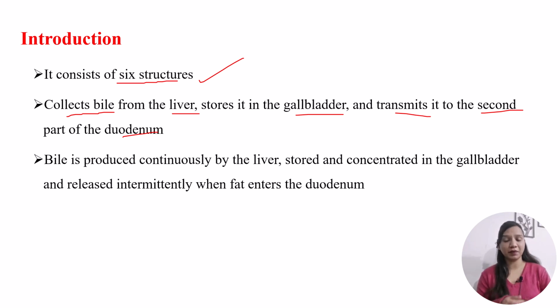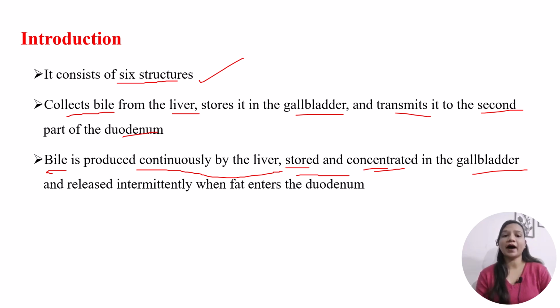It collects bile which is produced in the liver, then stores it in the gallbladder and transmits it to the second part of the duodenum whenever it is needed. We know that bile is produced continuously by the liver, and it is stored and concentrated in the gallbladder. So the function of the gallbladder is the storing of bile, and it also makes the bile concentrated.